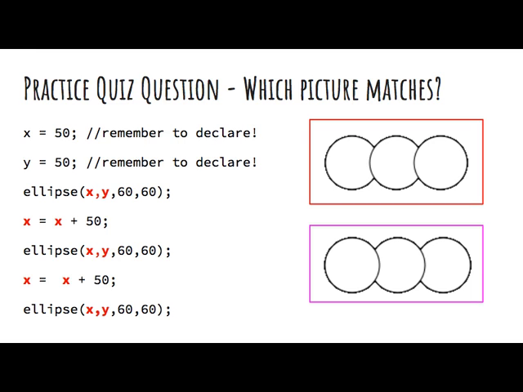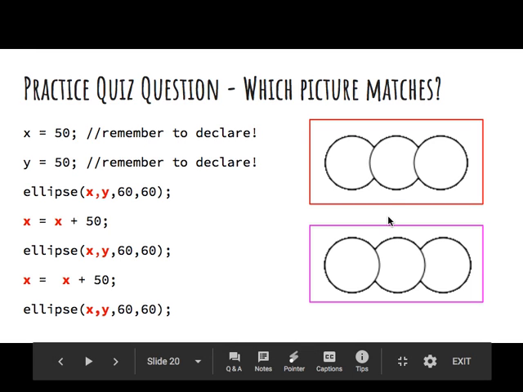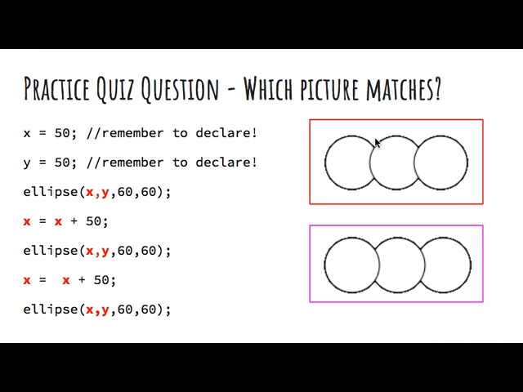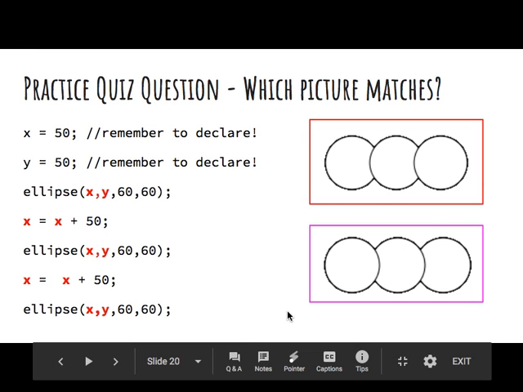All right, so you're welcome to pause the video. At this point, I'm gonna tell you which picture matches. So what's happening here is, I hope you notice, this circle is being drawn first, second, and this is the third. So the difference is it drawn from left to right or right to left? And that matters.